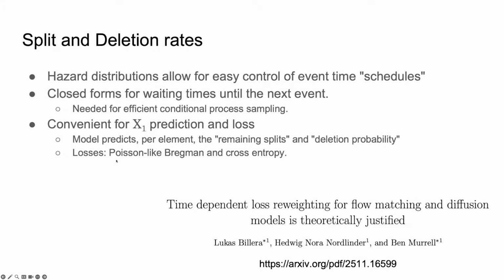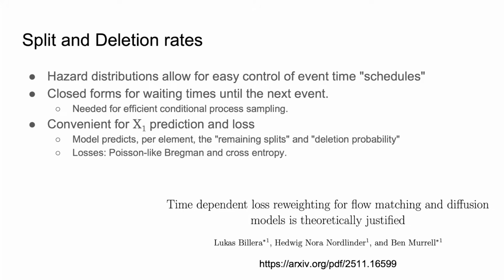It's also convenient because you have to have the model predict these splitting and deletion rates, and this construction also lets you have the model do an X1 prediction over these. So for the splitting, the model is actually predicting the number of splits ahead of it by time equals one. So it's like an X1 prediction over a split rate, which gets transformed back into the rate via that hazard. And for the deletions, the model's predicting a probability of deleted or not, and that gets transformed back into the rate via the hazard.